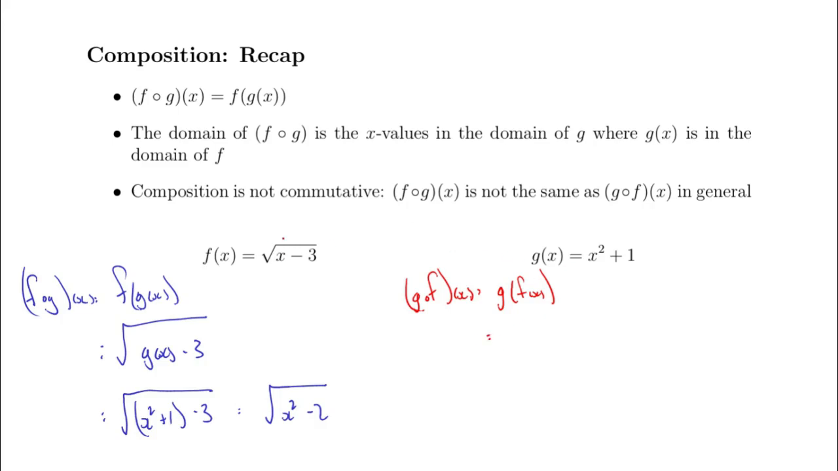Similarly, for g of f of x, we're going to be taking this f of x function and putting it inside of g. So we'll really have, instead of x squared plus 1, it's going to be f of x squared plus 1. But we know what f of x is. That's the square root of x minus 3. So we'll square that and add 1, and that's going to give us x minus 3 plus 1, which is x minus 2.